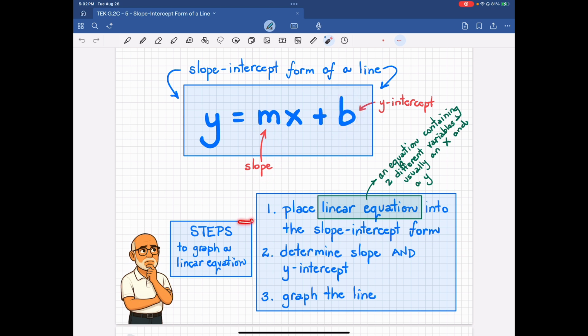Now, these are the steps right here. These three simple steps are the things that we use to graph a linear equation. So your first task is to place linear equations into the slope-intercept form. Next, you're going to look at it while it's in slope-intercept form, and determine the slope and the y-intercept. And once you have that, you're going to plot the y-intercept, and then move with the slope, doing rise over run to get to the next point.